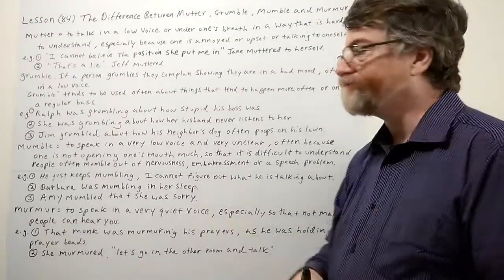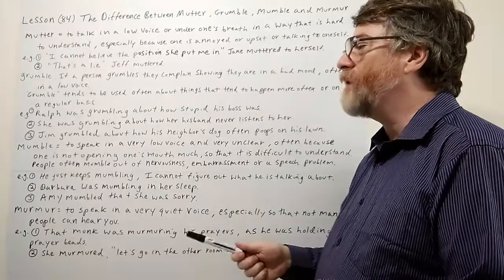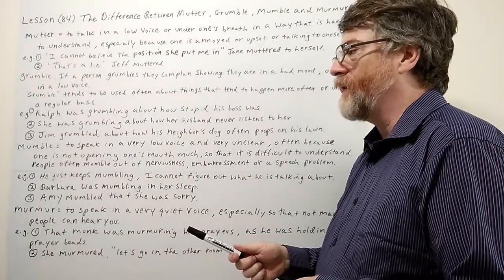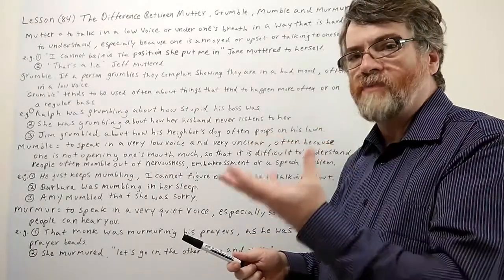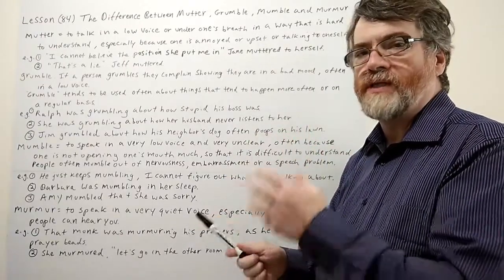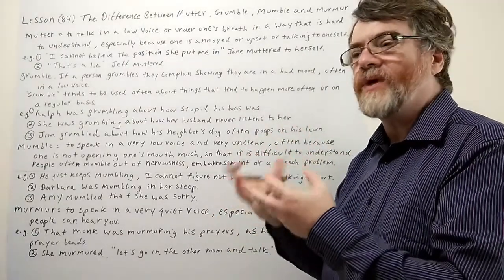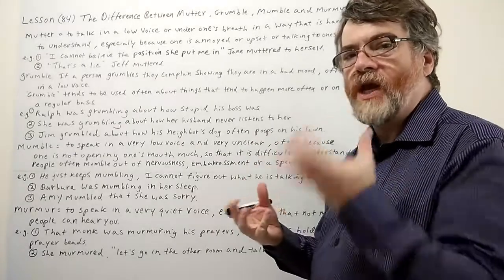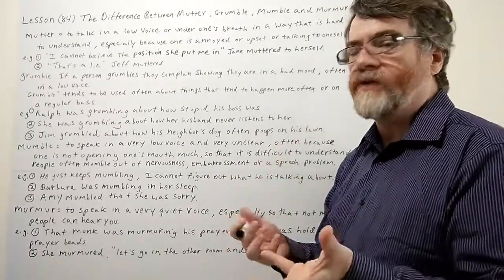All right, let's look at mumble. Now, out of all these four, mumble is probably the one where the words that are spoken are the hardest to understand. Sometimes somebody's mixing their words, or they're not opening their mouth enough. They're not pronouncing the words very clearly.